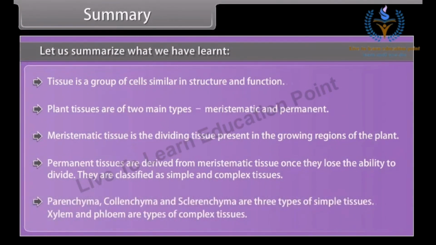Parenchyma, collenchyma, and sclerenchyma are 3 types of simple tissues. Xylem and phloem are types of complex tissues.